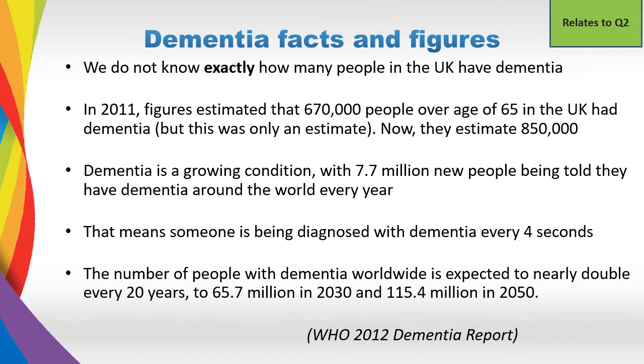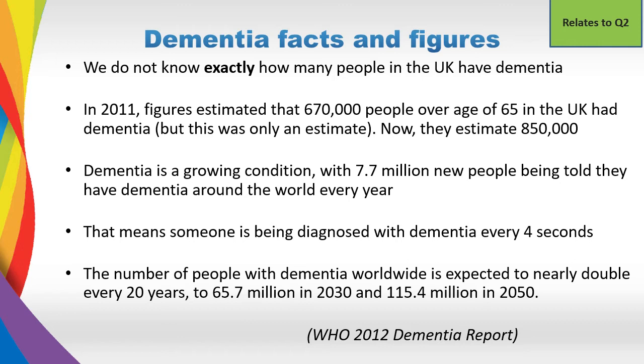We don't really know exactly how many people are in the UK with dementia. In 2011, the last time the census was taken, the figures showed there was over 500,000 people over the age of 65 that had dementia. But now they estimate there's over 850,000 people, so it has gone up. It's a growing condition, and 7.7 million new people are being told they have dementia around the world every year. So this means that somebody is being diagnosed with dementia every 4 seconds.